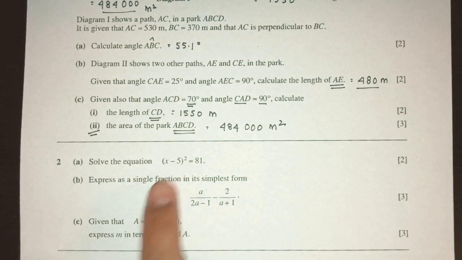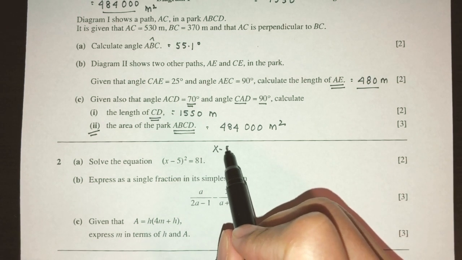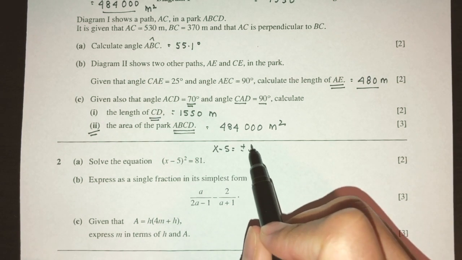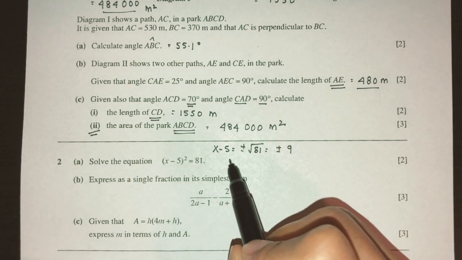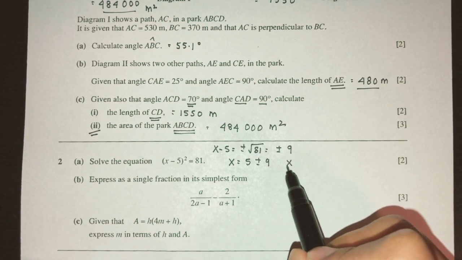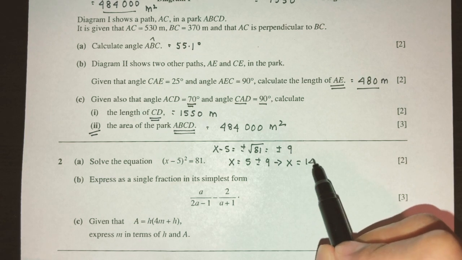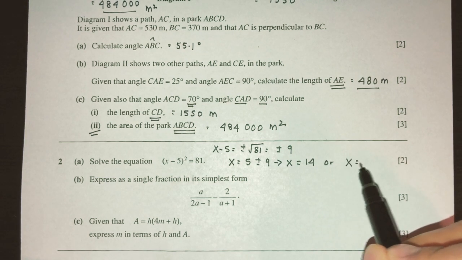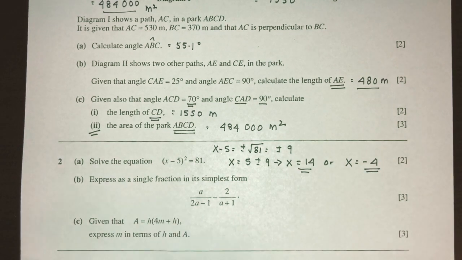So here we have to solve this equation. Solving means to find the value of x. So first step, let's send this one over here. You will have x minus 5 will be plus minus root of 81, which is plus minus 9. X can be 5 plus minus 9, so x will be 5 plus 9 is 14, or it can be equal to minus 4. So two values for x. Question part A. Now let's move on to part B.